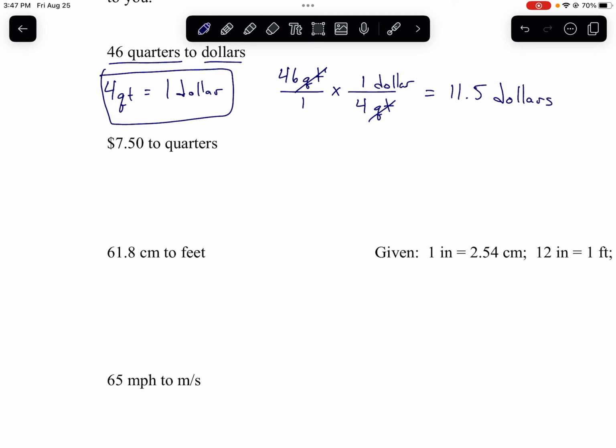All right, this would probably be a good time for you to pause and try the next one here, going from dollars into quarters.